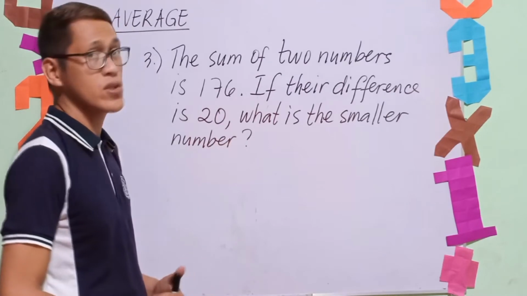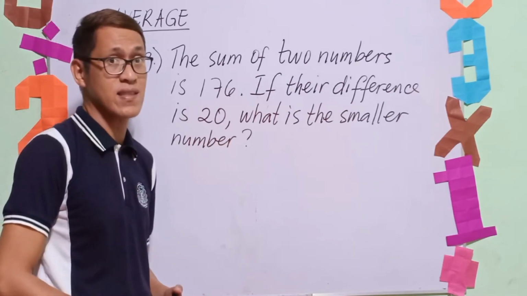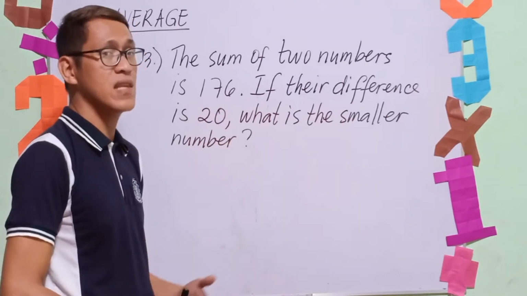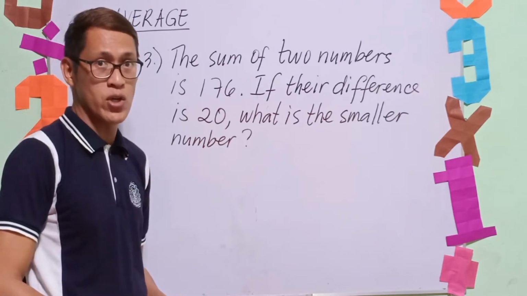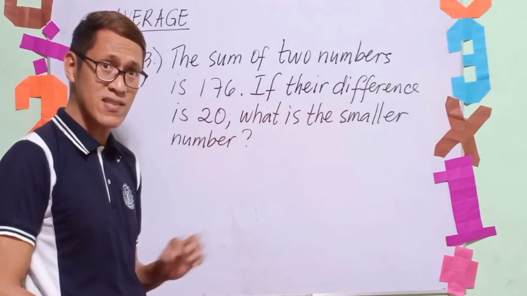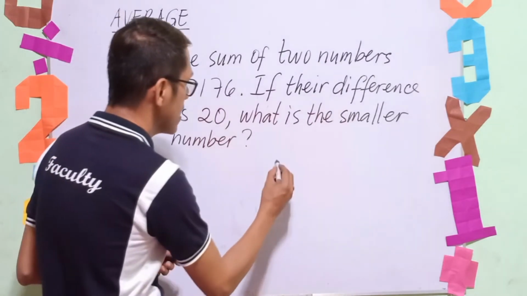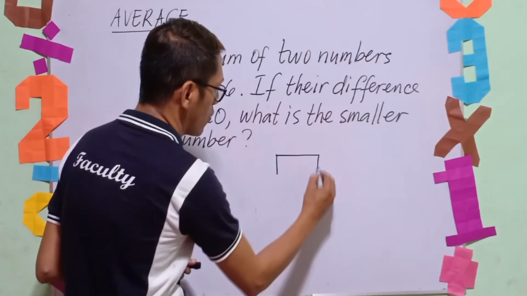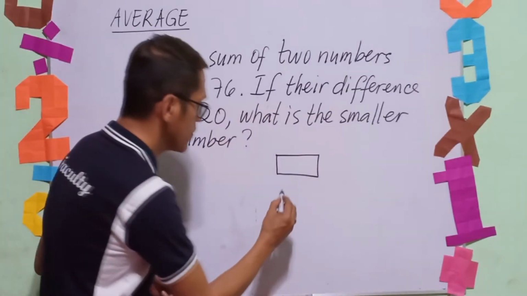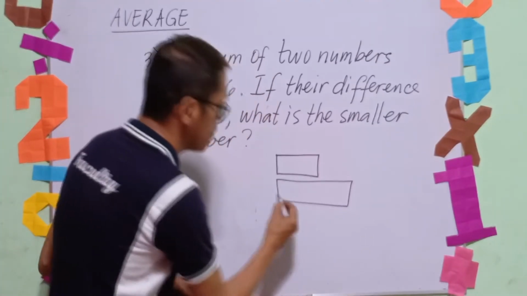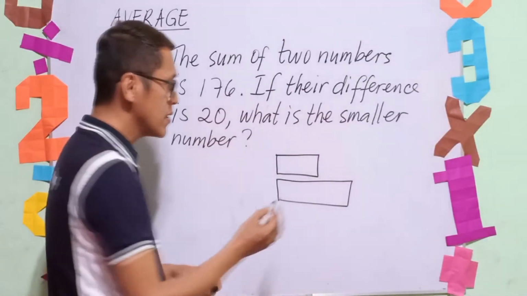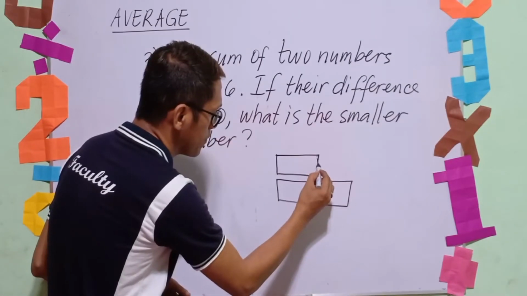The sum of 2 numbers is 176. If their difference is 20, what is the smaller number? Now let me use blocks to solve this problem. So let's say this block represents the smaller number, then this block represents the bigger number. Now look at here.